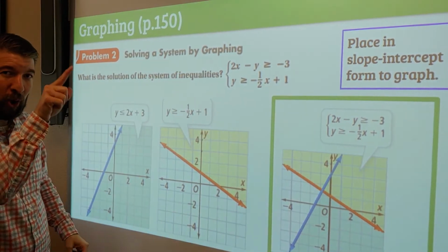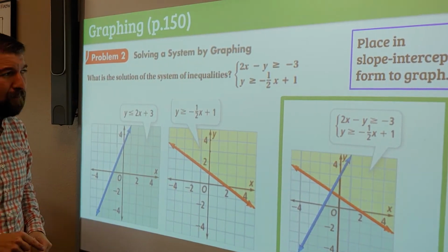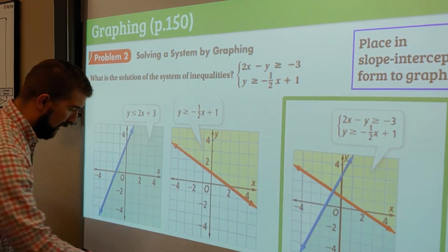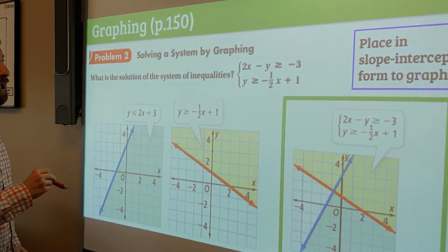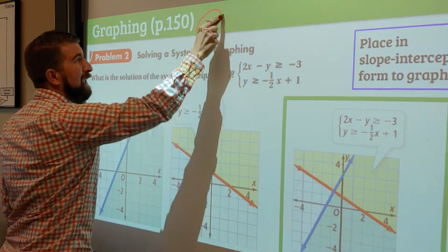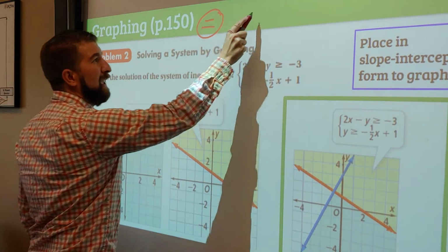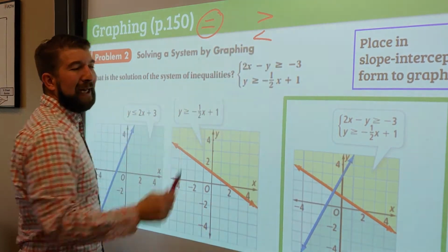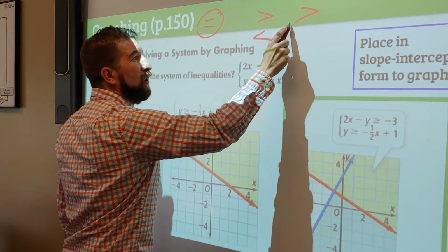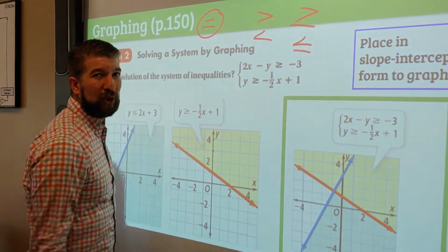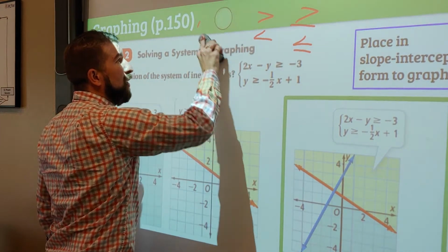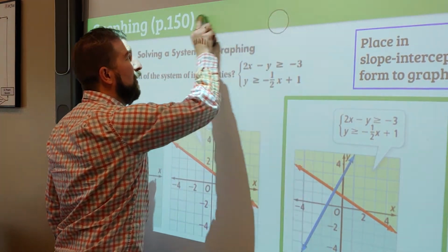Notice we have our little curly brackets to let us know it's a system, and there's going to be a solution. However, yesterday you learned about systems of equations with an equal sign. Today we're dealing with inequalities, so we're dealing with less than, greater than, or greater than or equal to, or less than or equal to. So let's talk about what will look different with these.